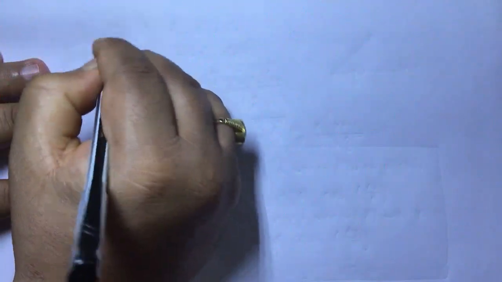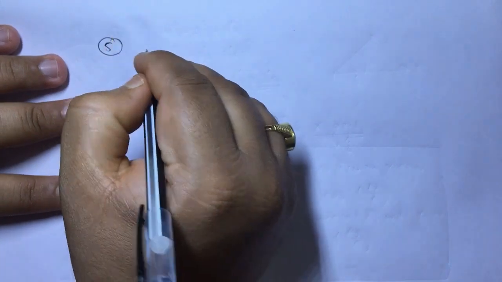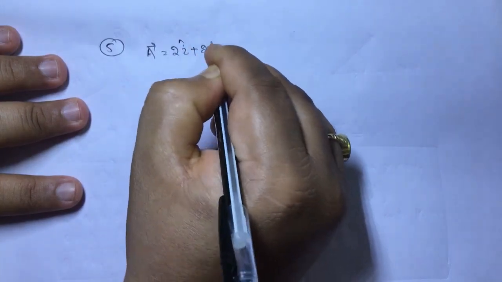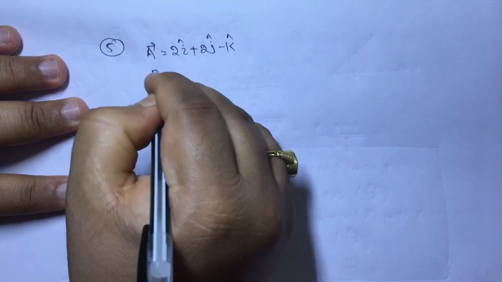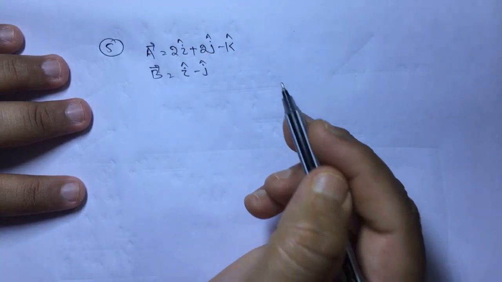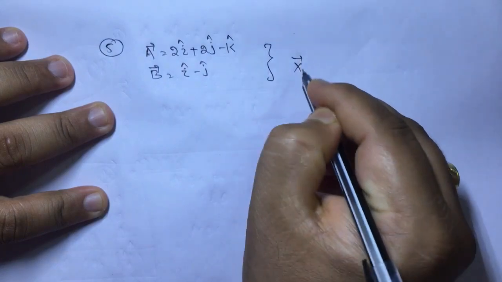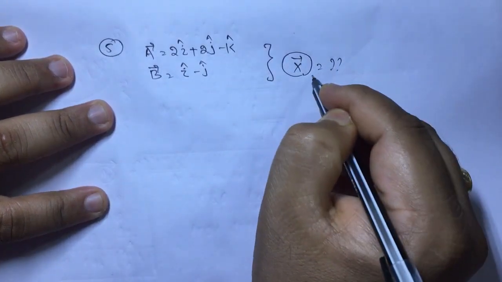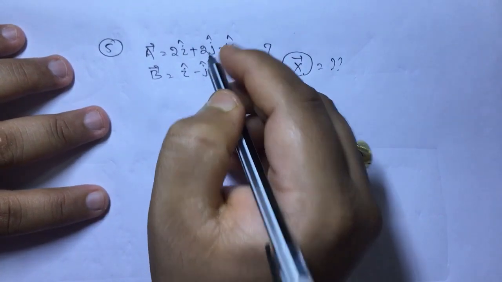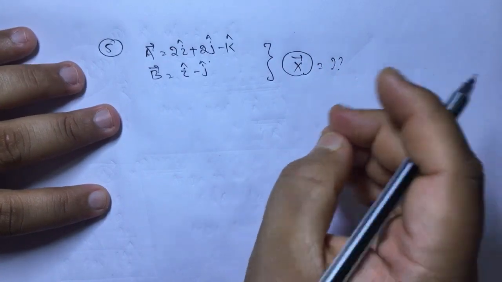It is question number 5. Determine the vector which, when added to the resultant of these two vectors, a vector equal to 2i cap plus 2j cap minus k cap, b vector equal to i cap minus j cap. Two vectors are given and the question is find another vector. Let another vector be some x vector. Find another vector which will be added to this vector to give a unit vector along z axis.